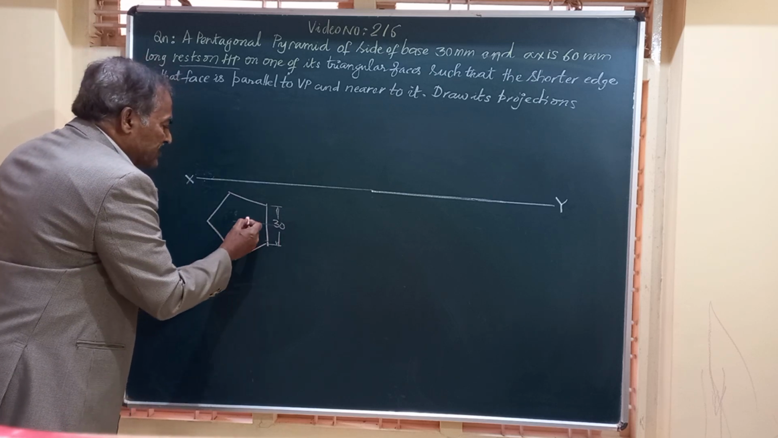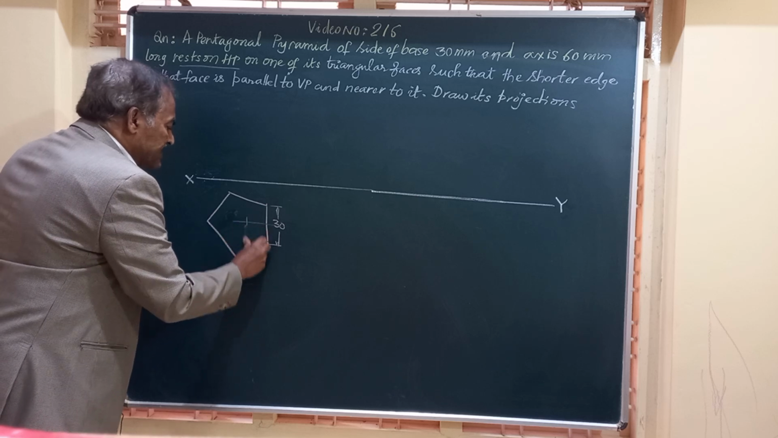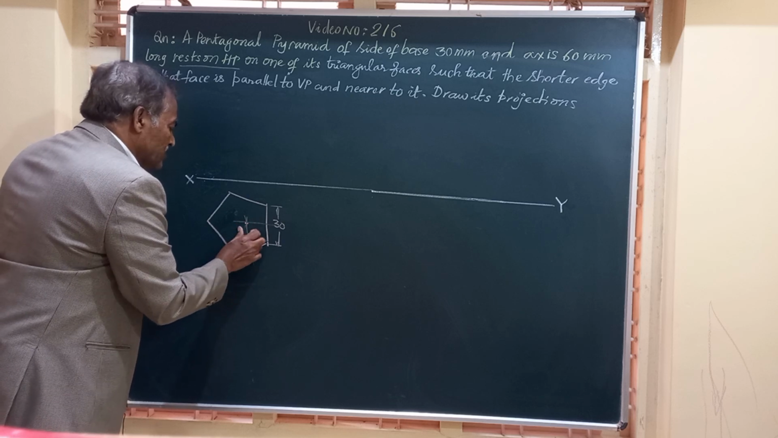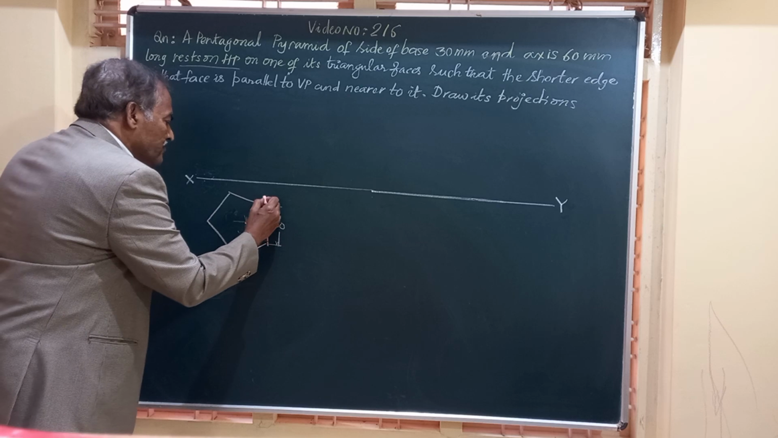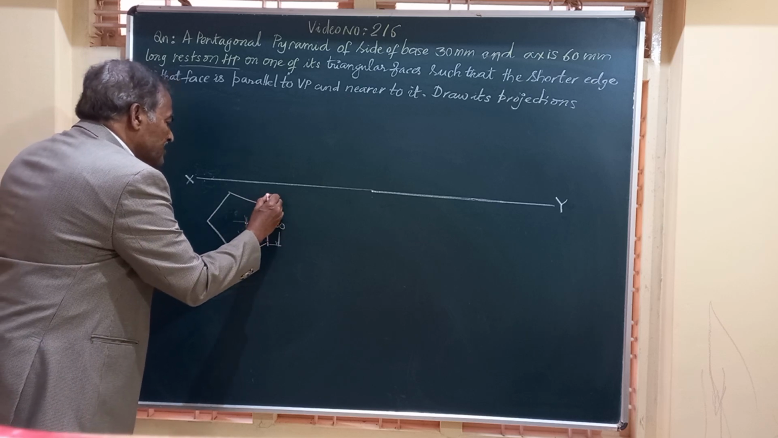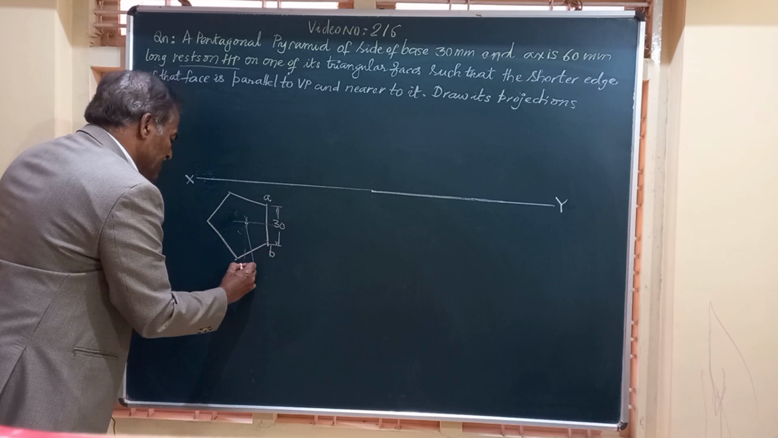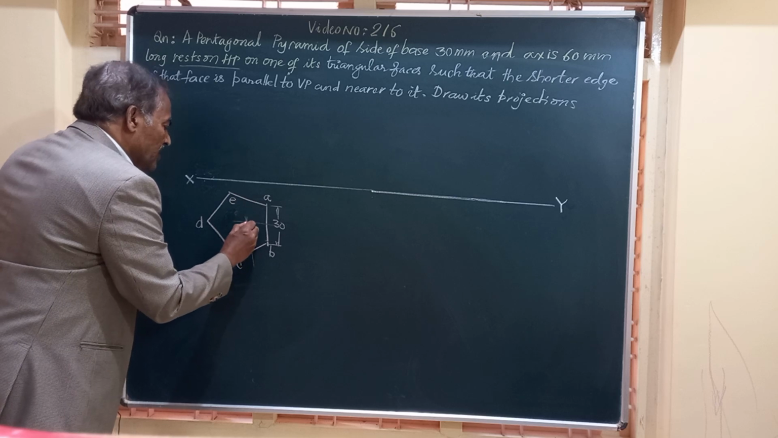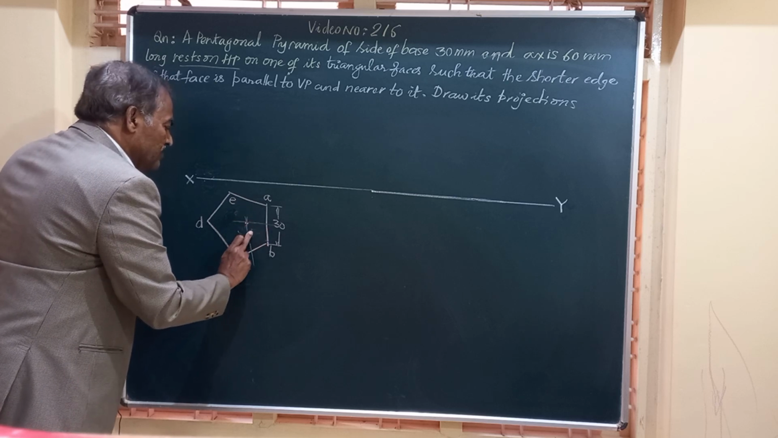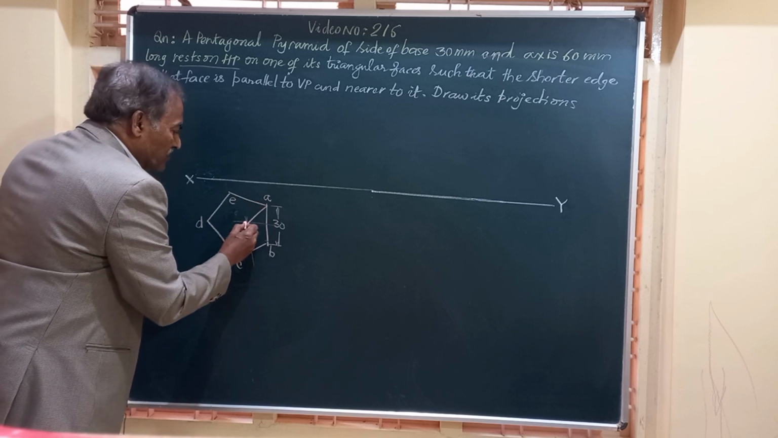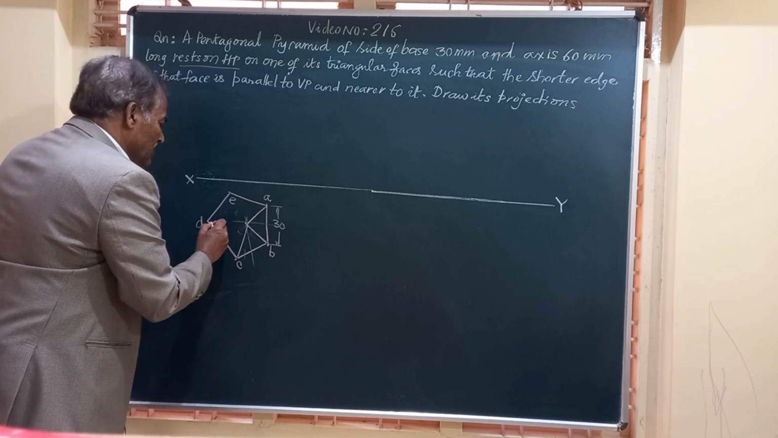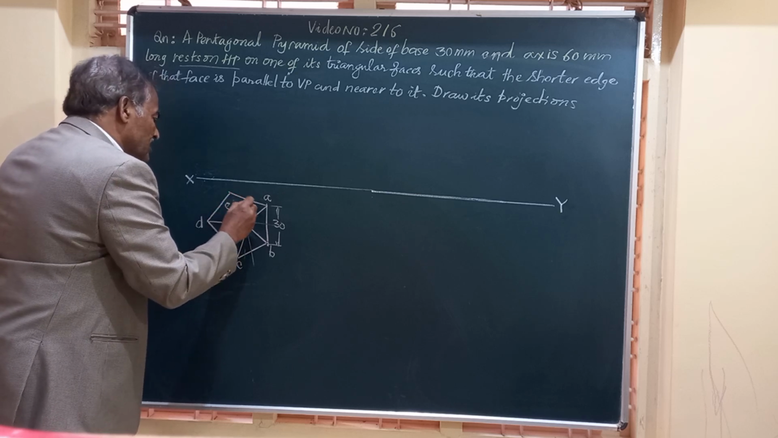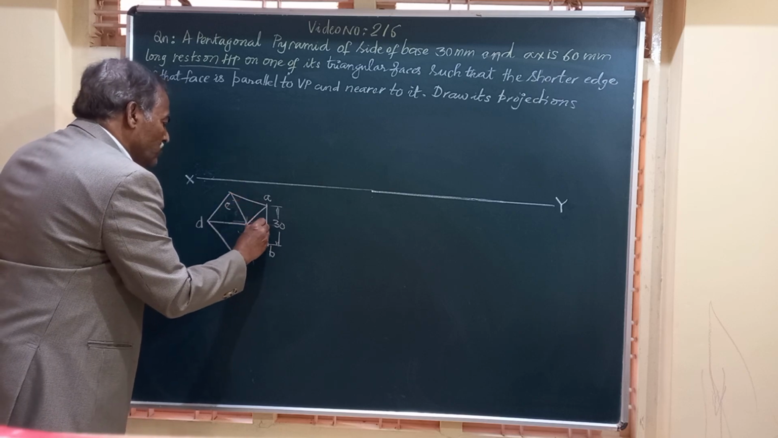So bisect any two adjacent sides, and these bisectors meet at the common point called O, the vertex. So this O has to be joined to all the corners. Before that, let me mark this as A, B, C, D, E. These are the 5 corners. You got this O, the vertex. Join O to all these: O to A, O to B, O to C, O to D, O to E. So we have got all these corners joined to the vertex O.